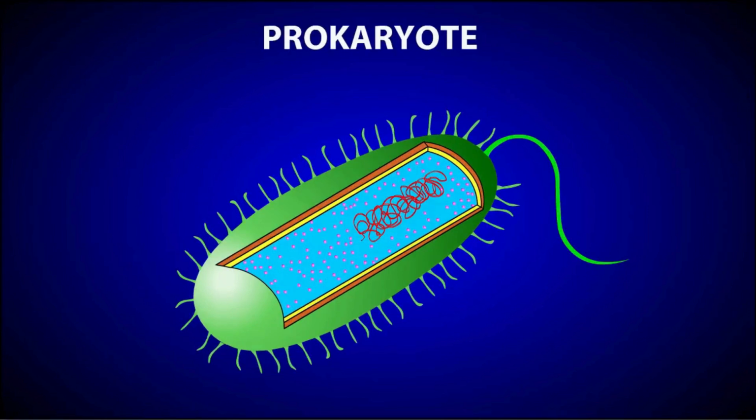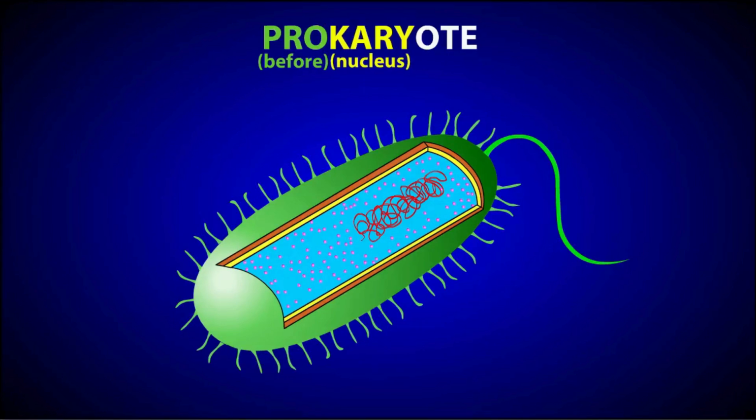In fact, the name prokaryote actually gives you a hint about its structure. Kary means kernel or nucleus, and pro means before. So basically the word prokaryote means before nucleus. The inside of the prokaryotic cell is basically an open unit with no compartments. There are no membrane-bound organelles.